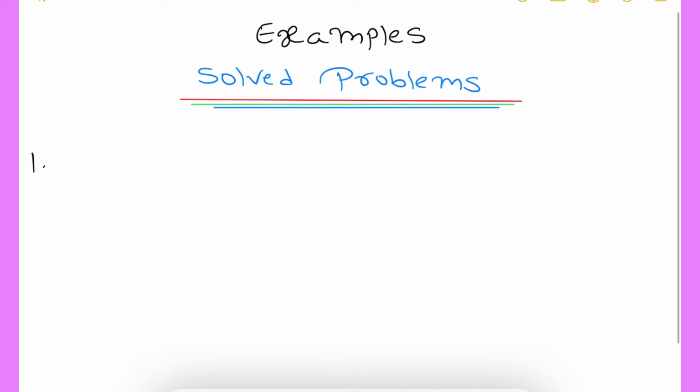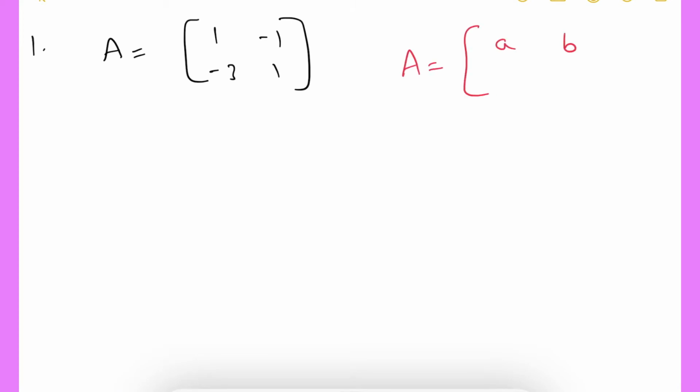The first example is: find the determinant of the matrix A = [1, -1; -3, 1]. So we are finding the determinant of a 2 by 2 matrix. First, let us assume that the matrix is in the form of A, B, C, D, and the determinant value is AD minus BC. Here in the place of A, 1 is there; in the place of B, minus 1; in the place of C, minus 3; in the place of D, 1. Now let us substitute in this formula AD minus BC.